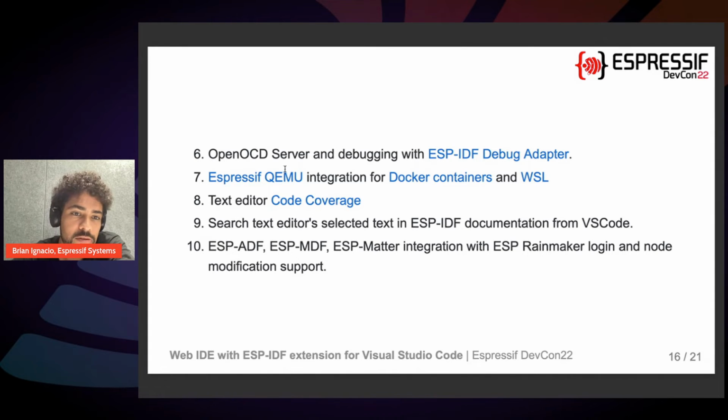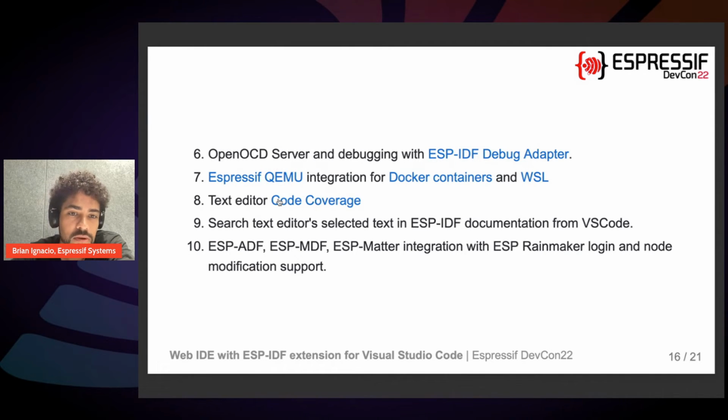We also have Espressif QEMU integration for Docker containers and WSL. So basically, we will see this a bit further when we see the example. But basically, if you are running in a system that has QEMU in the path, you are able to debug using the QEMU fork we have. Currently it is the ESP32 target, but we are working on other targets so you can do some emulation testing.